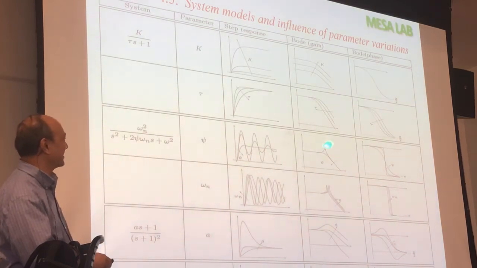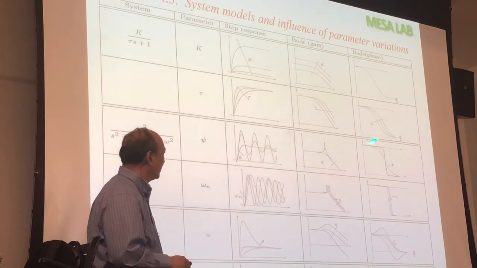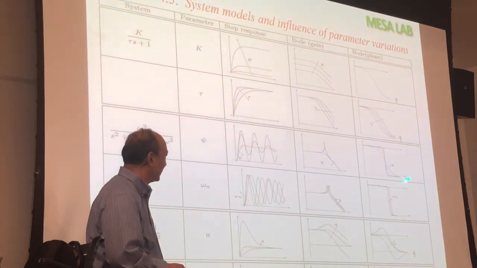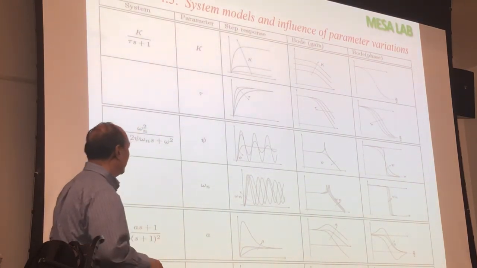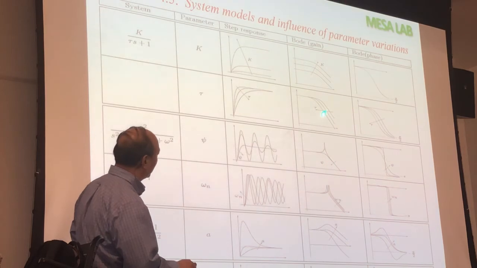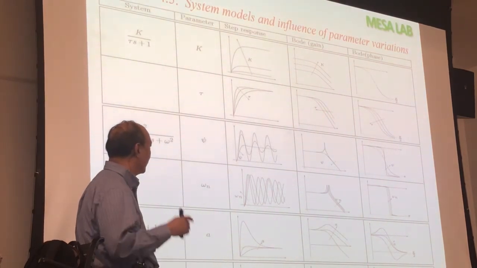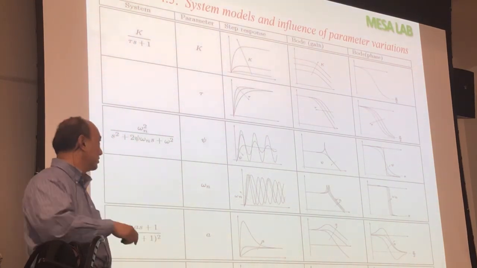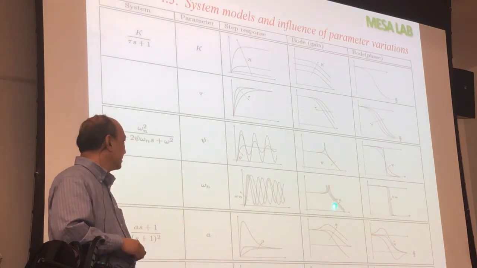So here, the magnitude is from 0 and the phase then transits to minus 180 degrees. And of course, here you should ask, what's the slope in here? The slope is minus 20 dB per decade. This one is minus 40 dB per decade.